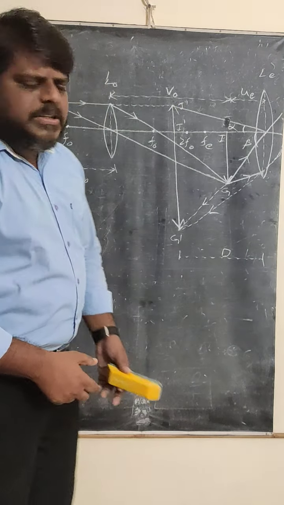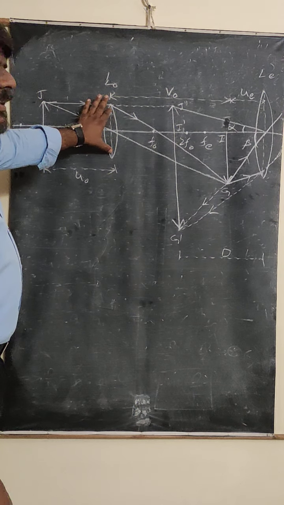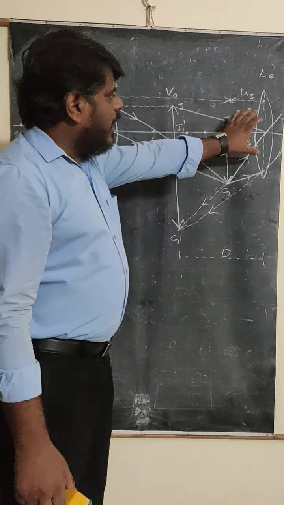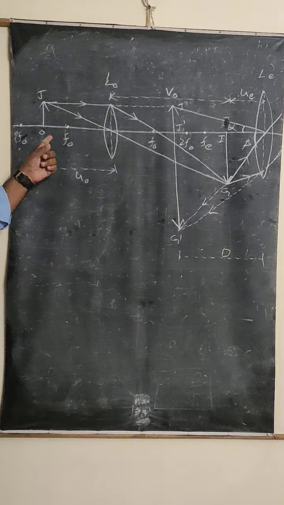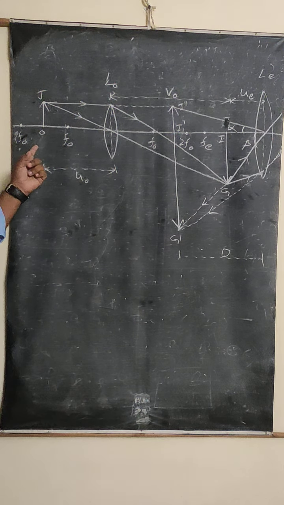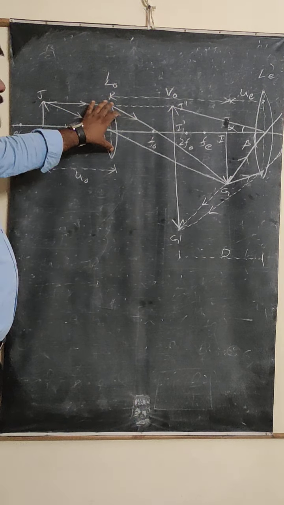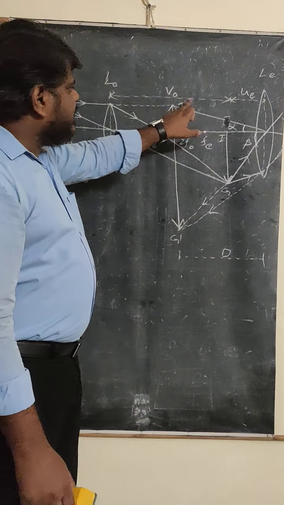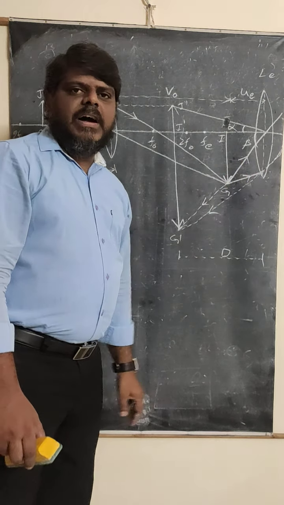Once again, just refer to the diagram here. This small lens acts as the objective lens, and the large focal length lens acts as the eye lens. The object is placed between f0 and 2f0. Then the image of this object is produced by the objective lens at a distance of v0 in front of the eye lens.